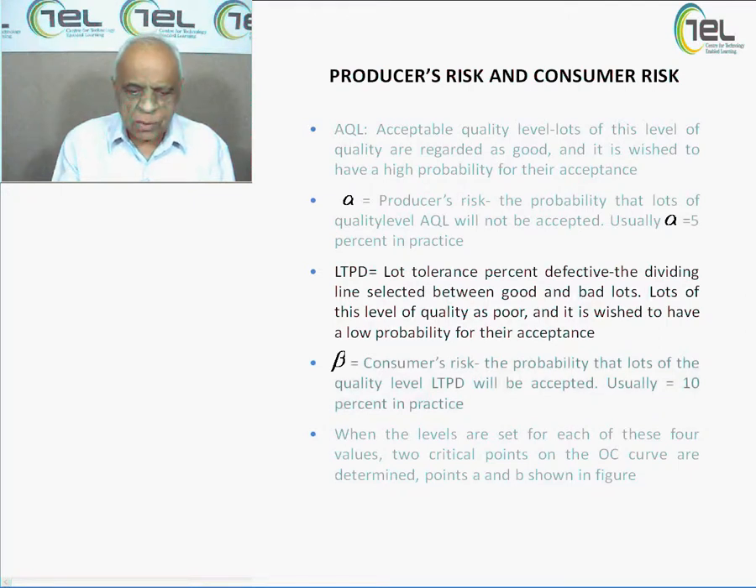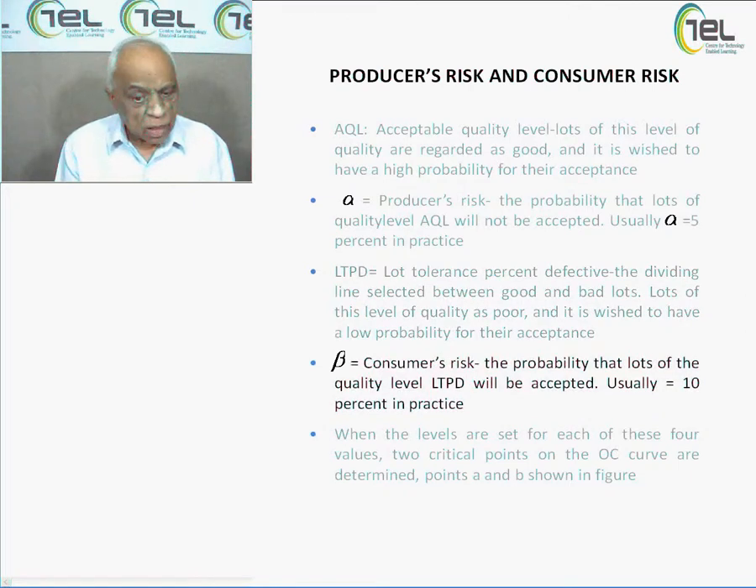Next, beta is the consumer risk. Alpha was the producer risk. Now we are talking about the consumer risk. Beta, consumer risk, is the probability that lots of the quality level LTPD will be accepted. That is usually 10% in practice here.